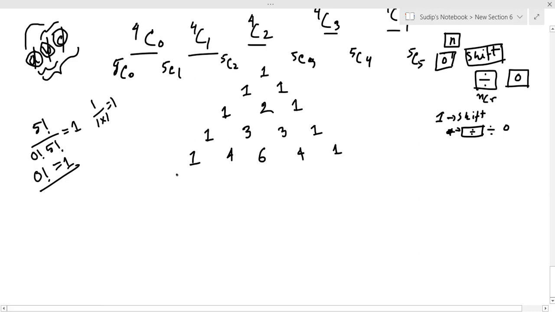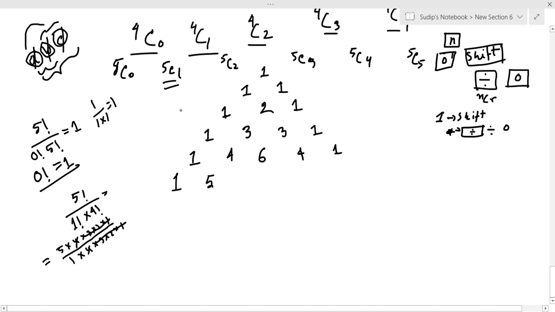5C1 means 5 factorial divided by 1 factorial into 5 minus 1, it is 4 factorial, which is equal to 5 into 4 into 3 into 2 into 1 divided by 1 into 4 into 3 into 2 into 1. So 3 into 2 into 1 cancels, 4 cancels, you have only 5. So 5C1 equal to 5.